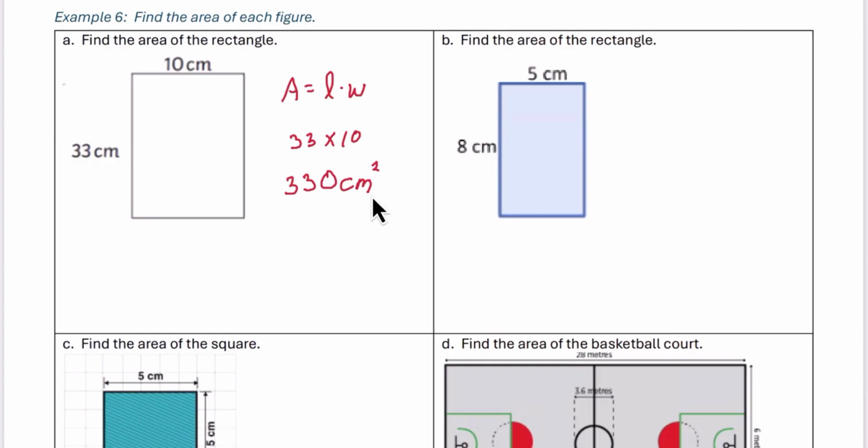There'll be an exponent on the centimeters since it's squared. The reason we square centimeters is it's two-dimensional. We have a length and a width. In the next example, we have another rectangle, 8 times 5. 8 times 5 is 40. And then again, the units, in this case, centimeters squared, or square centimeters.